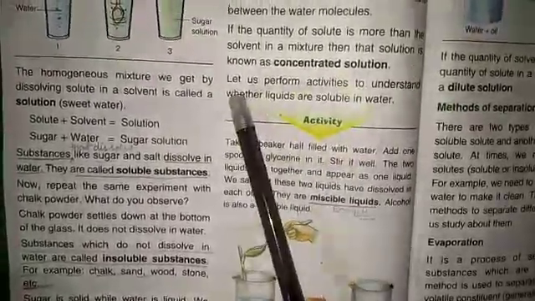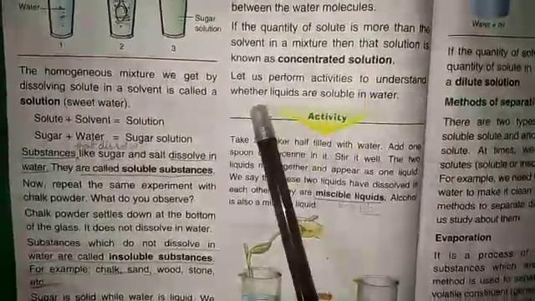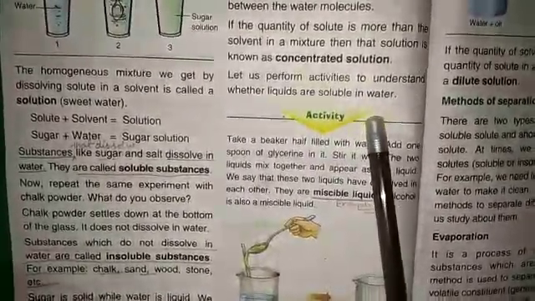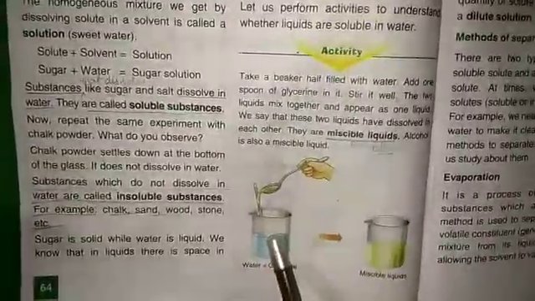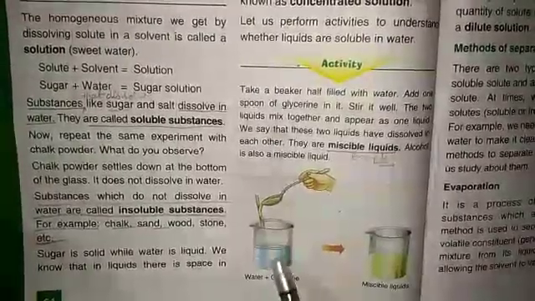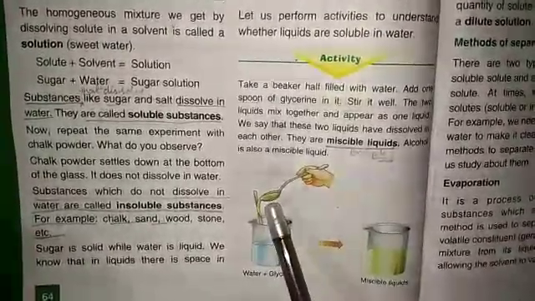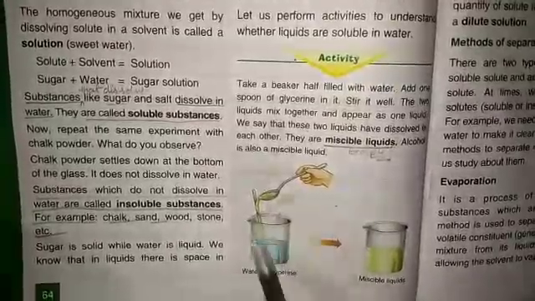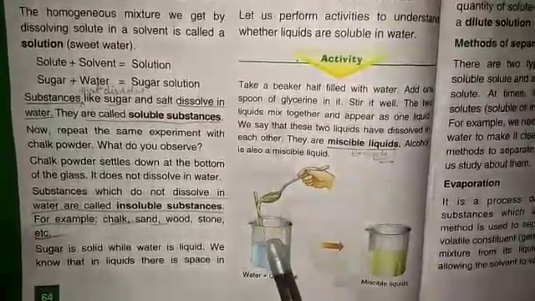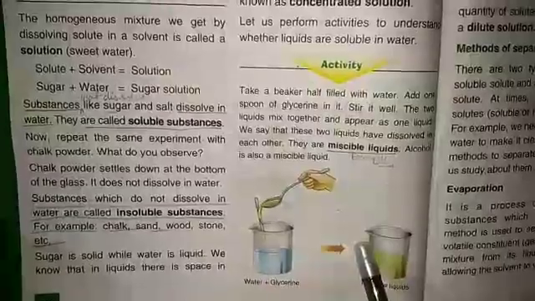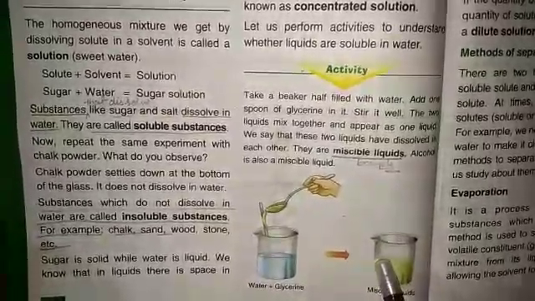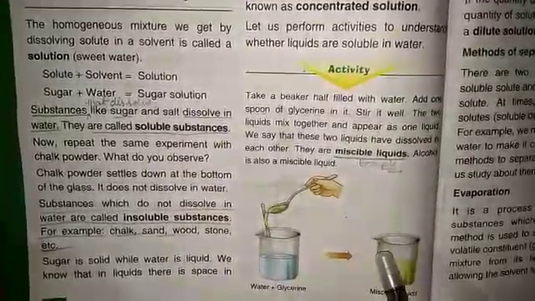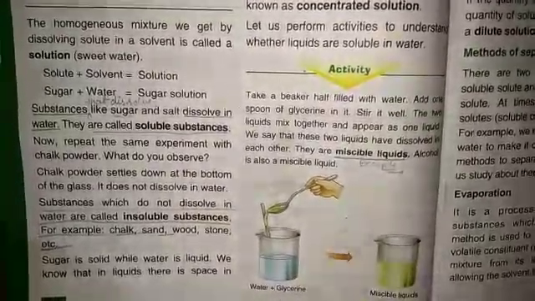Let us perform activities to understand whether liquids are soluble in water. Take a beaker half filled with water. Add 1 spoon of glycerin in it. Stir it well. The two liquids mix together and appear as one liquid. We say that these two liquids have dissolved in each other. They are miscible liquids. Alcohol is also a miscible liquid.